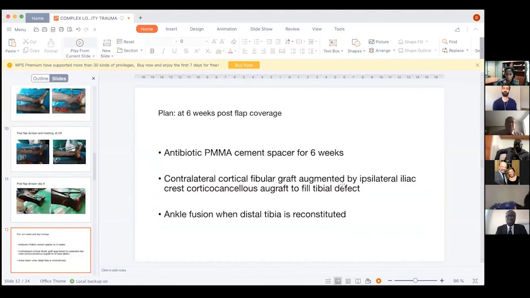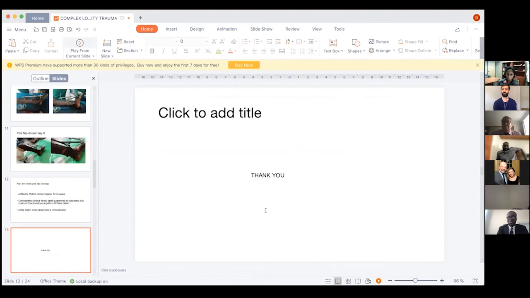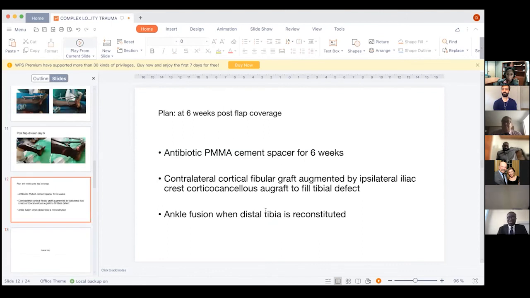So going forward, what we want to do is to treat the bone loss, and we intend to place the PMMA cement spacer and leave it there for 6 weeks, and then probably harvest a contralateral fibular graft augmented by ipsilateral corticocancellous iliac crest bone to fill the bone defect that we have, and then later do ankle fusion, in an attempt to reconstitute the distal tibia and then the ankle joint. Thank you for your attention.